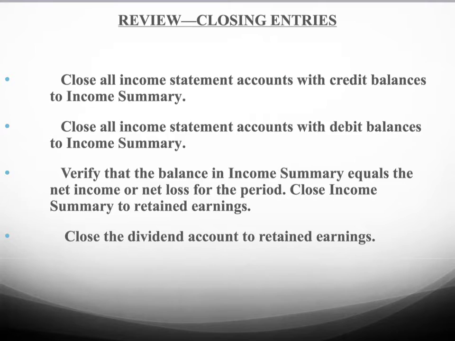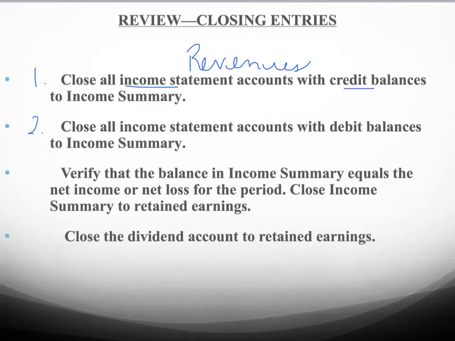Here's a review of the closing entries. There are 4 closing entries. Number 1, the first one, close all income statement accounts with credit balances to the income summary. These traditionally are going to be revenue accounts. They're credit balances and they're on the income statement.